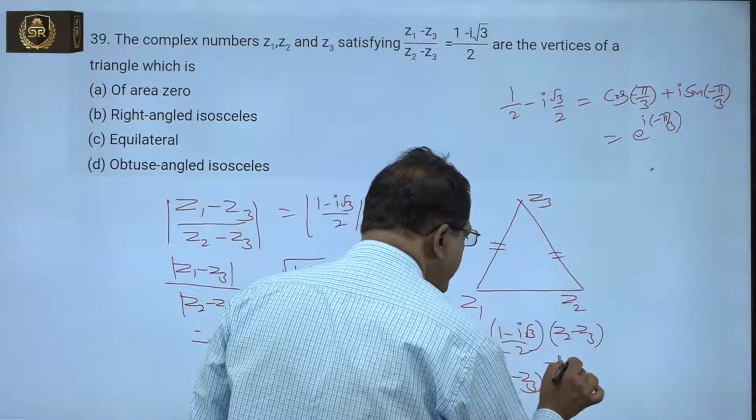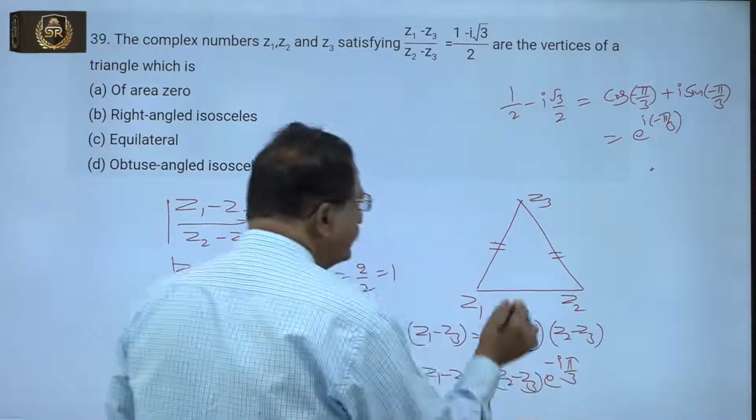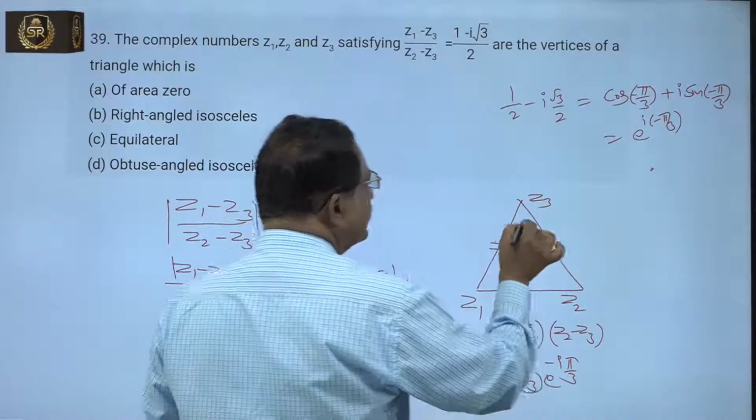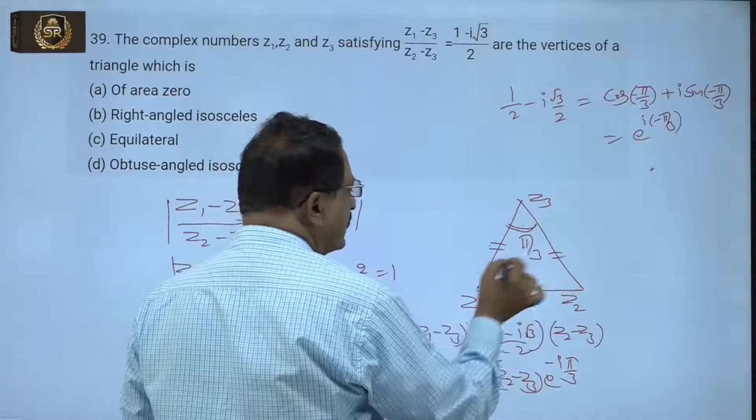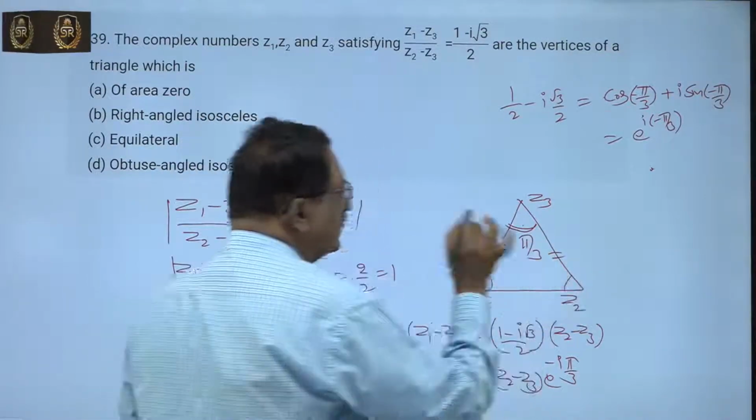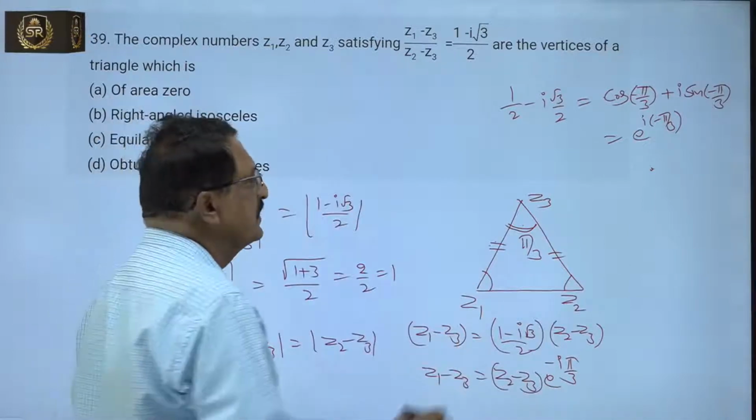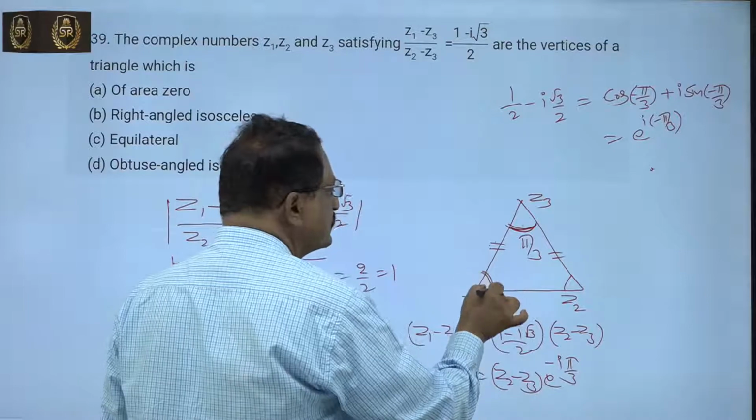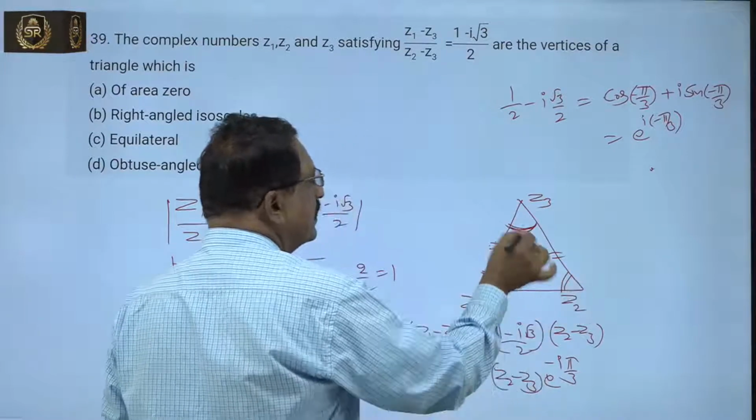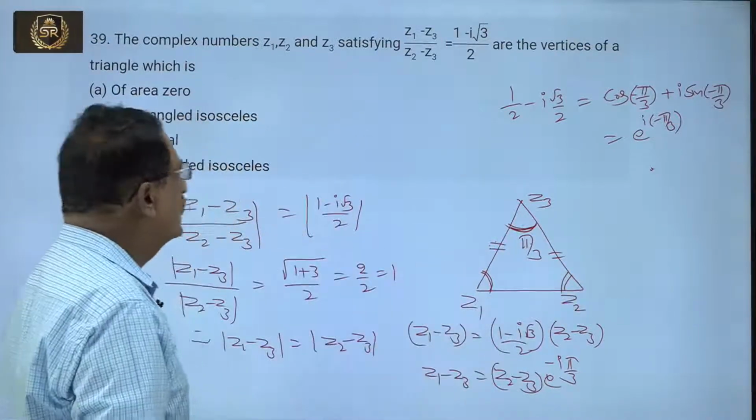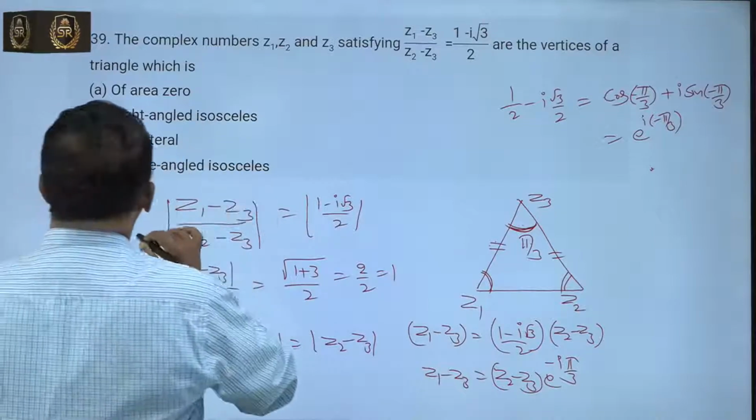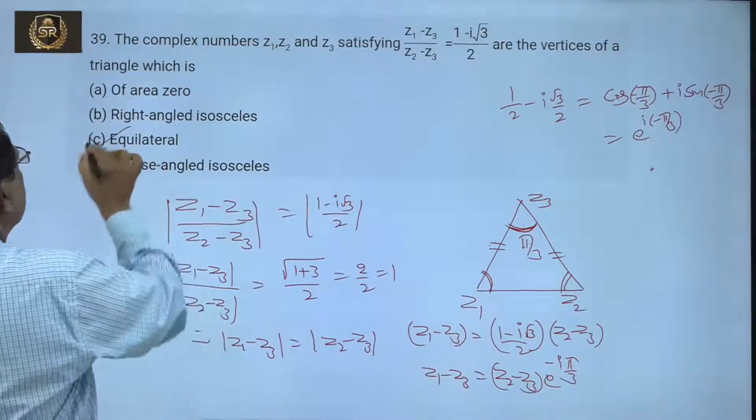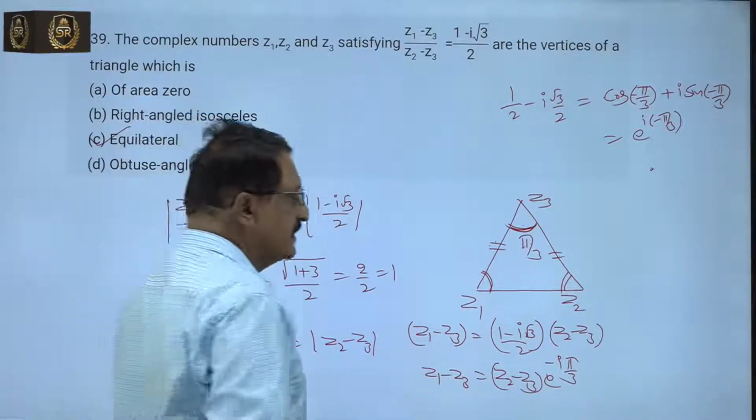minus i pi by 3, which means the angle between these two equals 60 degrees, pi by 3. Now these two sides are equal, and the base angles are also equal in an isosceles triangle. Pi by 3 is 60 degrees. Therefore these two also are 60 degrees each. All three angles are equal. Therefore the triangle is equilateral. Option C is correct.